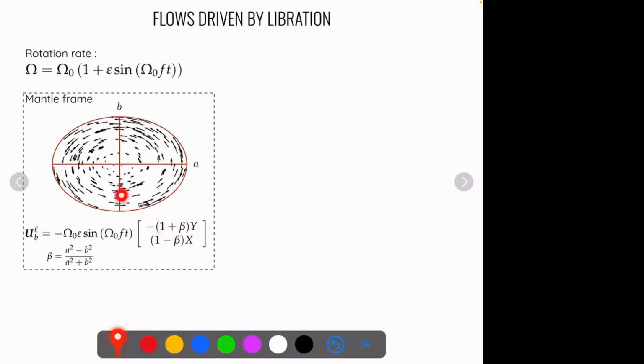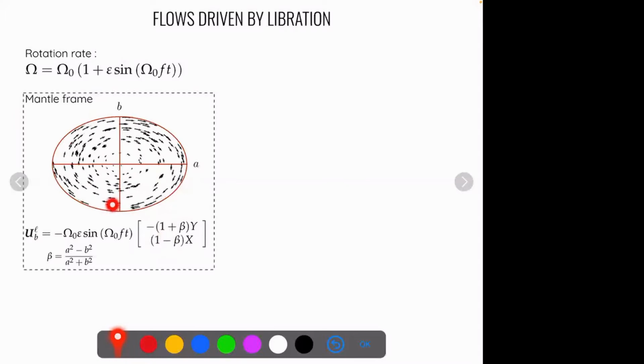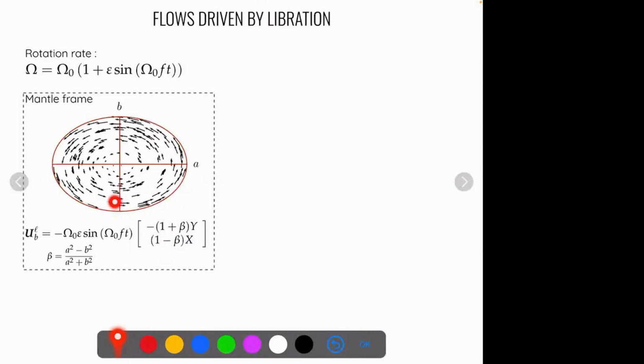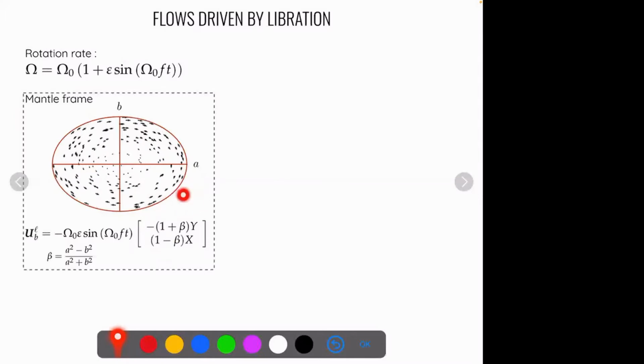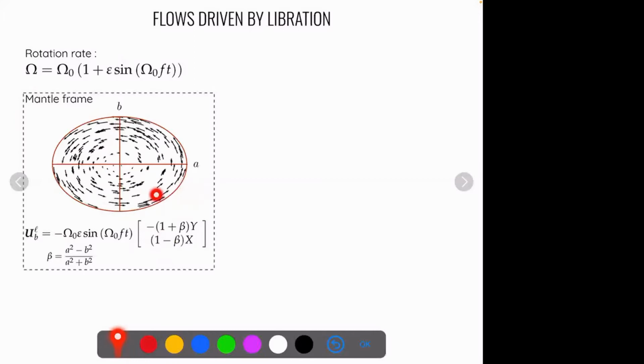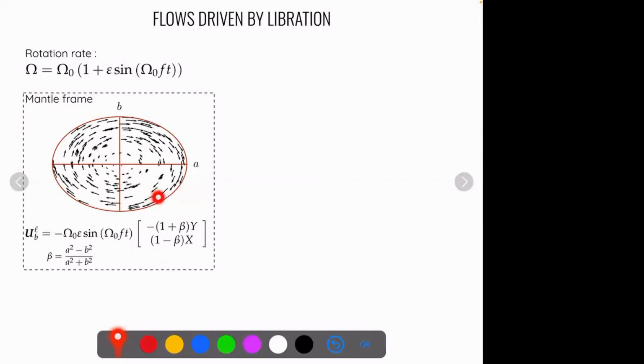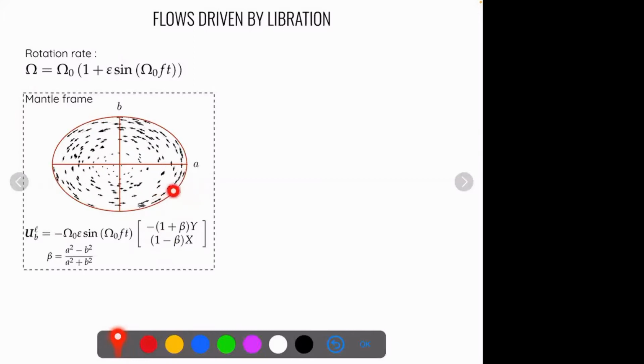So what you're seeing here is the flow that you see when you're sitting at the north pole of the planetary body, and you're peering into the core. So this is the flow that you would see. That's not the end of the story. This flow can't drive dynamo action, for instance, because it's too simple.